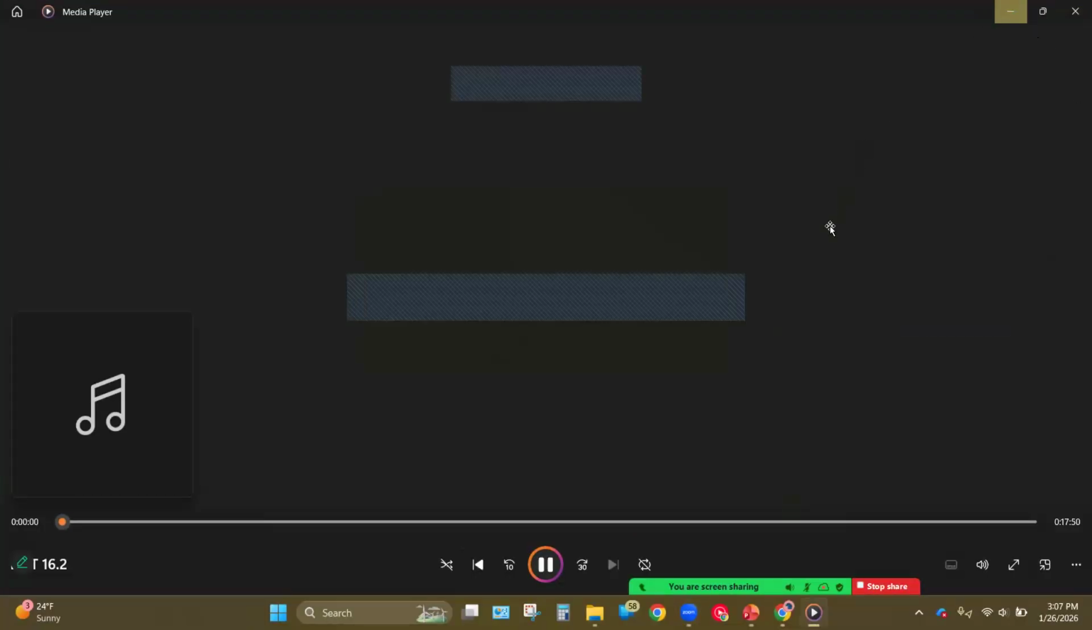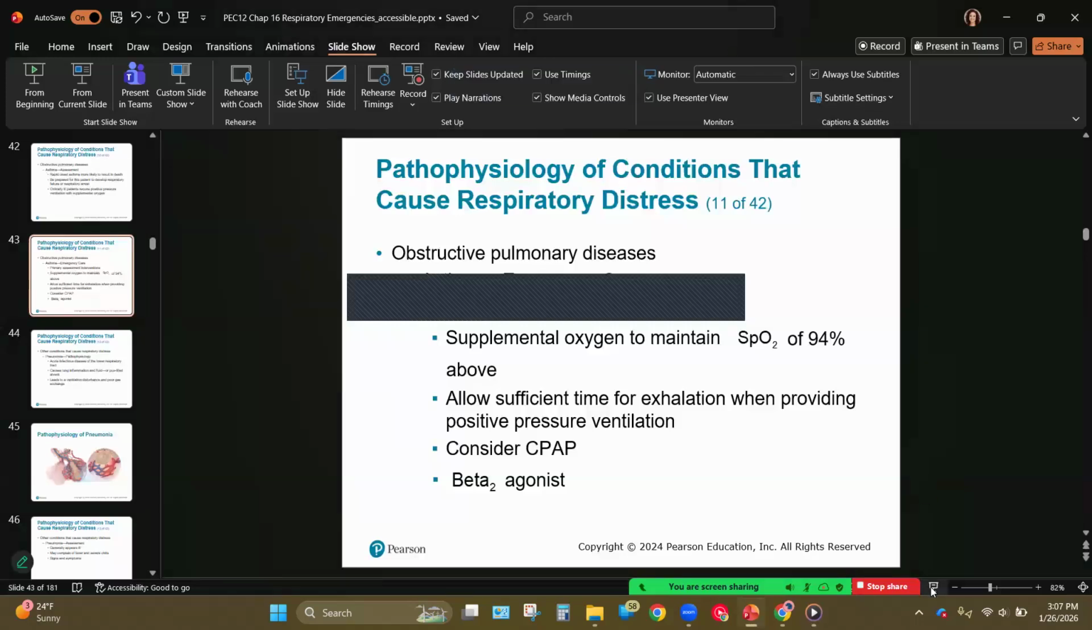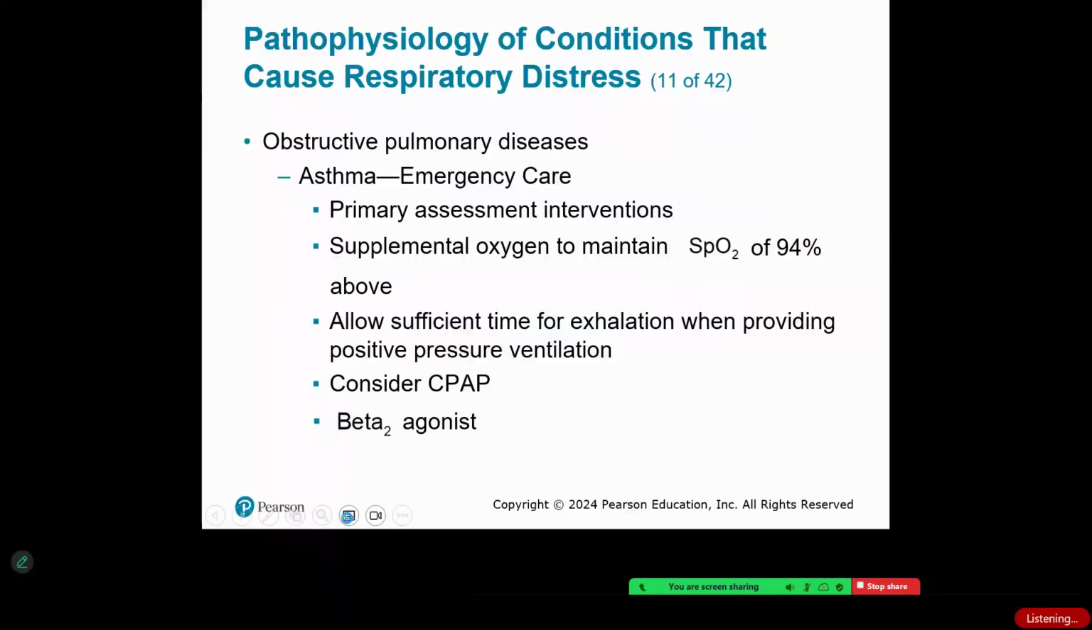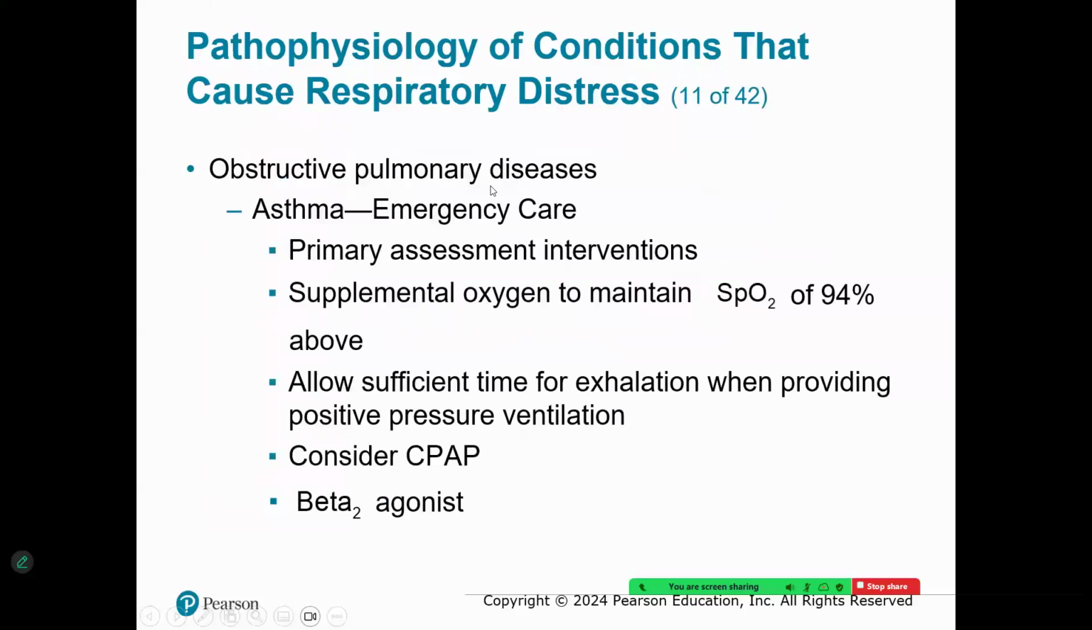We are continuing on with our respiratory emergencies. I wanted to take a break so that you guys could also take a break before starting the next slideshow. So let's continue on with other causes of respiratory distress.